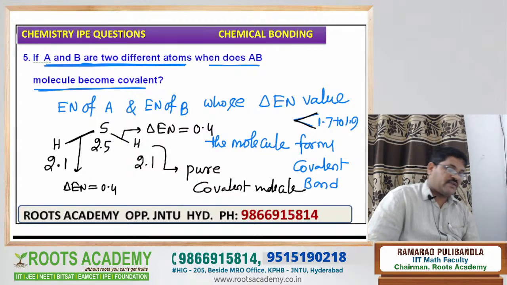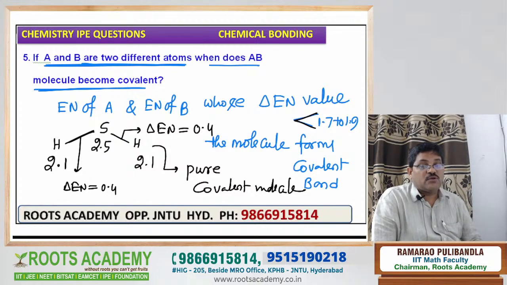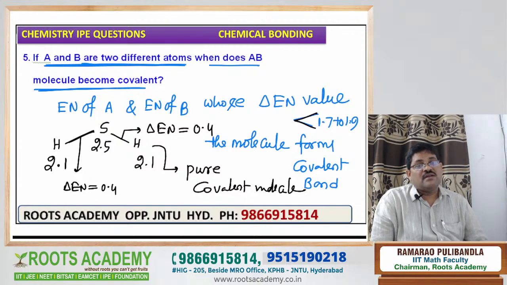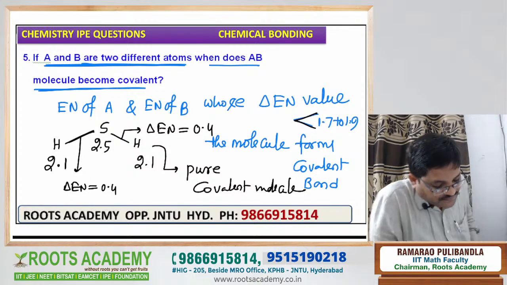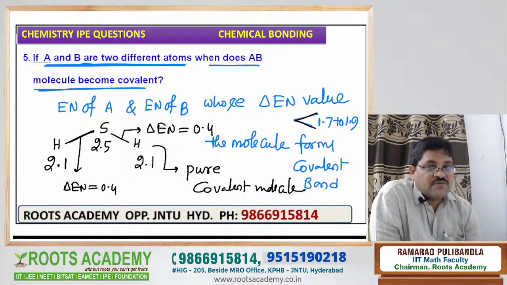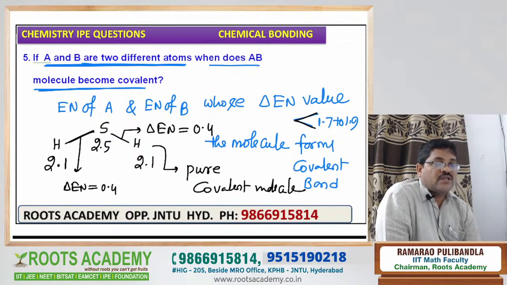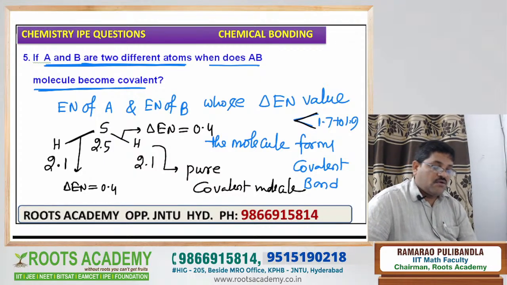One of the beautiful statements. How do you write the statement? The difference of EN value between two atoms is less than 1.7 to 1.9. Now the molecule forms a covalent bond. Example, H2S gas. In H2S gas, the hydrogen EN value is 2.1 and the sulfur EN value is 2.5. The difference of EN value is 0.4, which is less than 1.7 to 1.9. That's why the H2S molecule forms a covalent molecule.